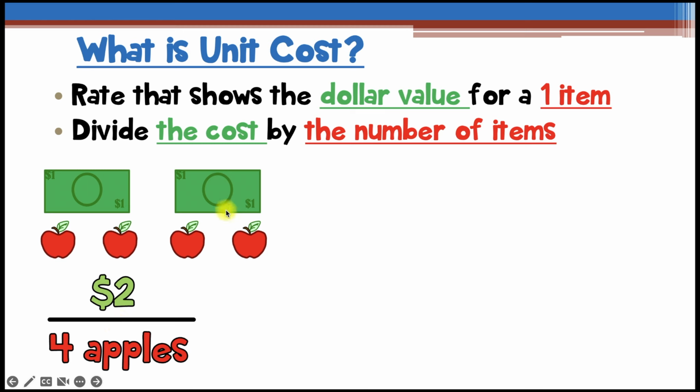cost for this here. Because if we find the unit cost, we're not finding the cost for 4 apples, but we're finding the cost for 1 apple. And in order to do that, we need to divide the cost, which here is $2, by the number of items, which is 4 apples. We're dividing 2 by 4. That means we're going to need to set up our long division.